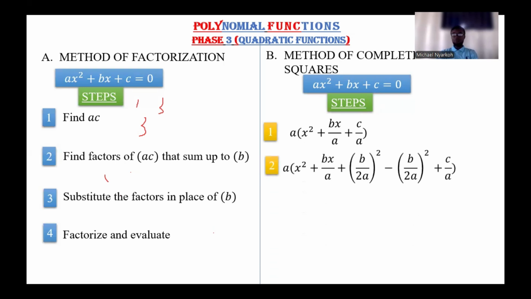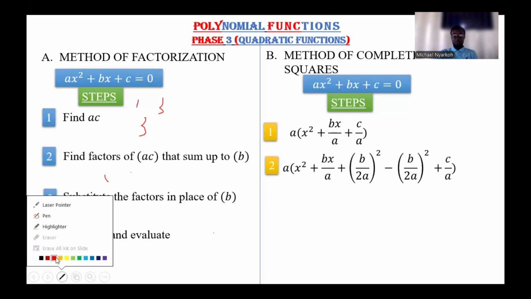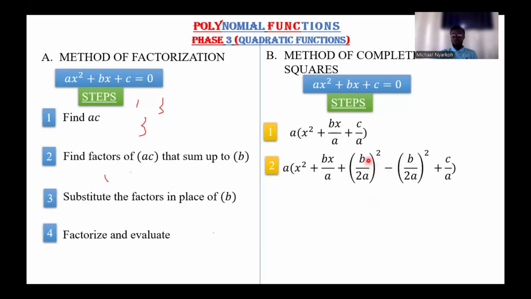Now, step 2, we find half of bx over a. So it is b over a, right? So we find half of it. Half of it is going to give us b over 2a. B over 2a. And having b over 2a, we now square it.